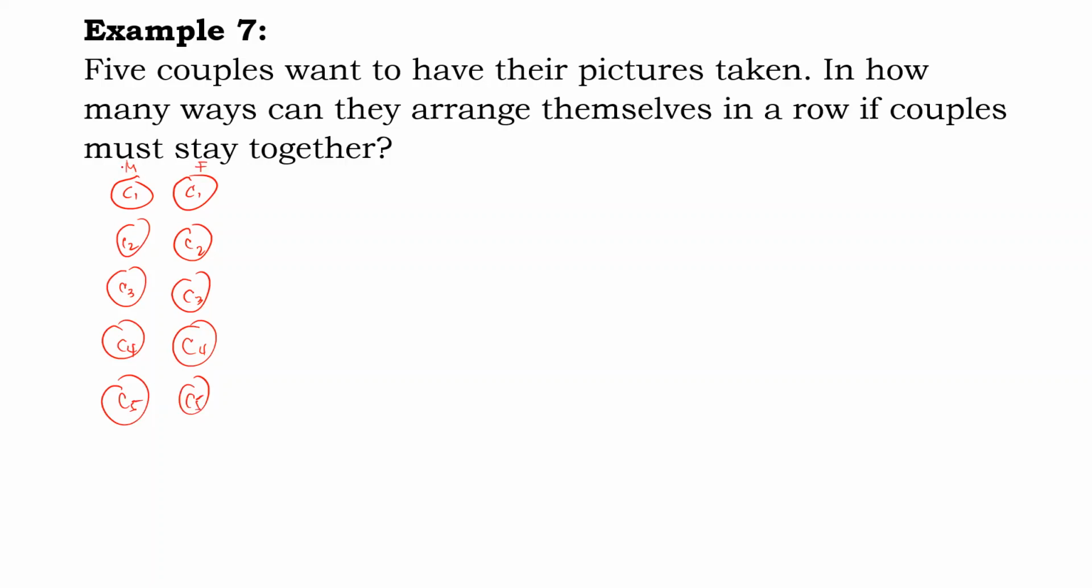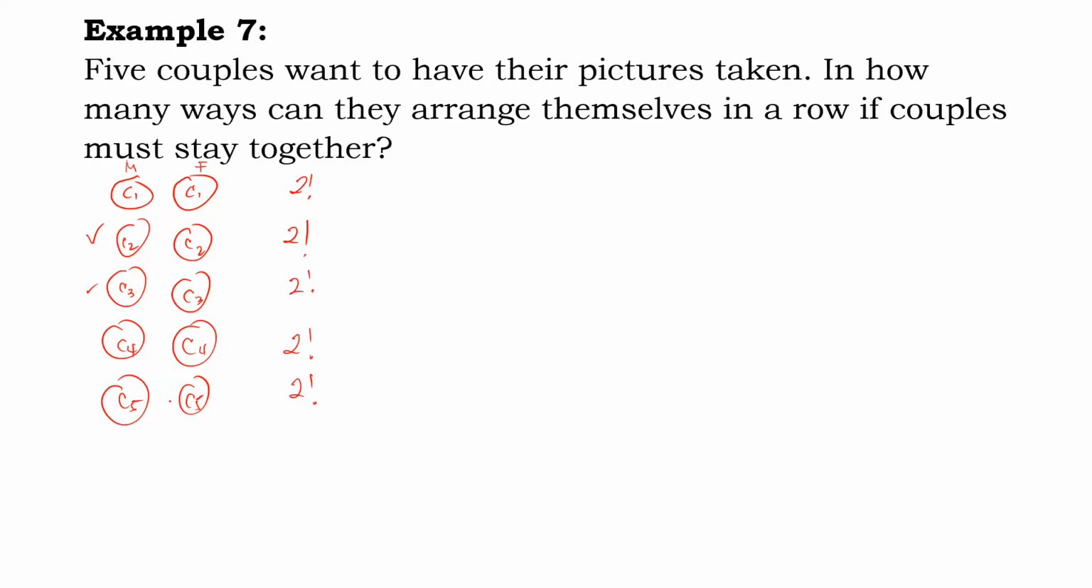So, dalawa. Andito si male, andito si female. Ganito yung arrangement nila. Nasa left side si male, nasa right side si female. Pwede ring magbaliktaran. Andito si female sa left, andito sa right side si male. So, that is 2 factorial. Itong dalawa, pwede rin silang magbaliktaran. So, 2 factorial. Pwedeng magbaliktaran din si C3, 2 factorial. Si C4, pwedeng magpalitan sila, basta magkatabi, 2 factorial. Si C5, ganun din, 2 factorial.